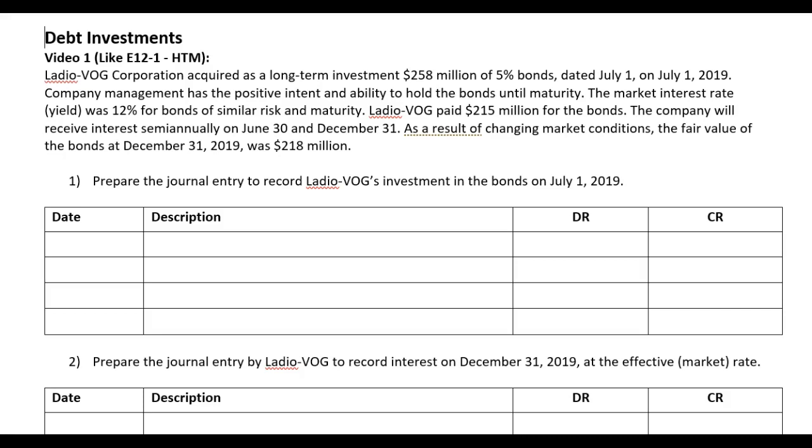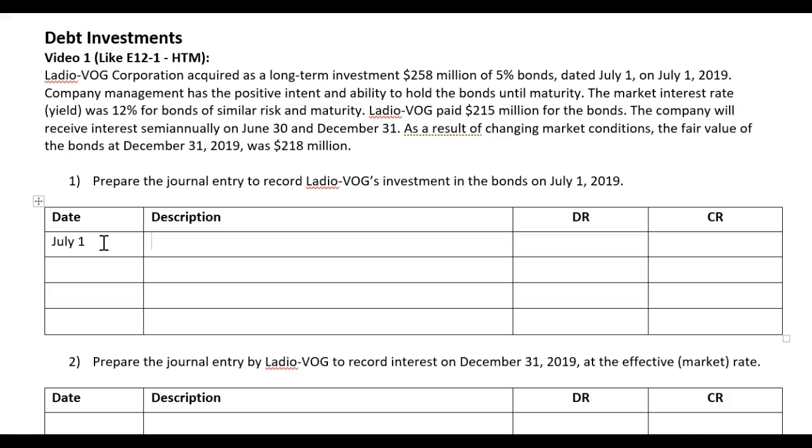The company will receive interest semi-annually on June 30th and December 31st. So in other words, we receive 5% per year, which is 2.5% every 6 months. As a result of changing market conditions, the fair value of the bonds at December 31st was $218 million. So let's start here at the beginning. How would we record these on July 1st when we actually purchase the bonds? So let's go in and do July 1st.